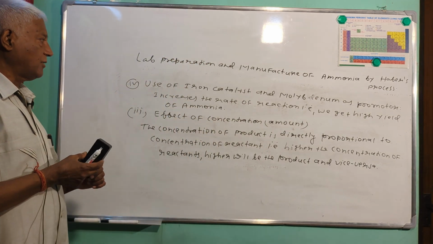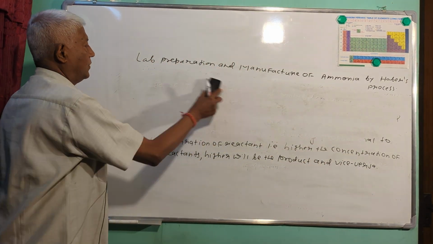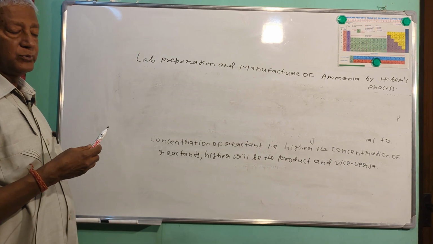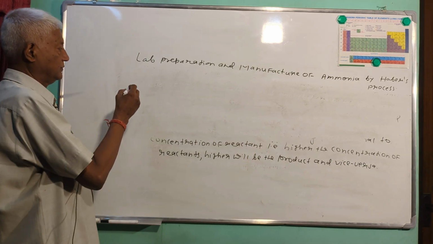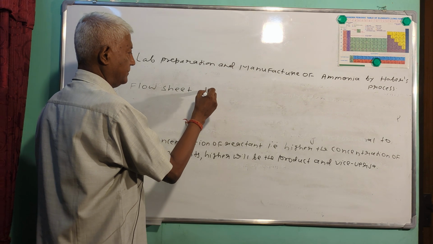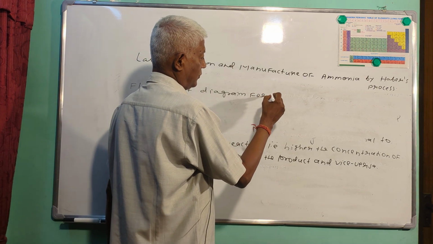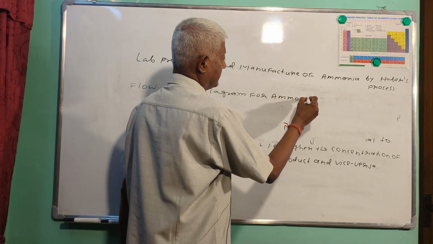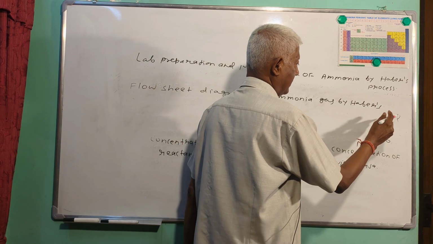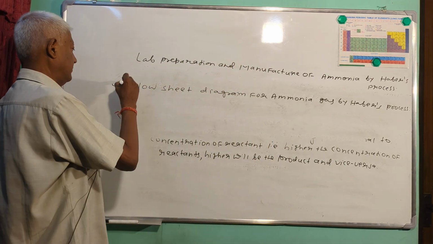So that is about the criteria for a chemical equation. Now, if they ask you to draw a diagram, figure and describe, in this case we have to draw the flow sheet diagram for ammonia gas by the Haber process. Very, very important.